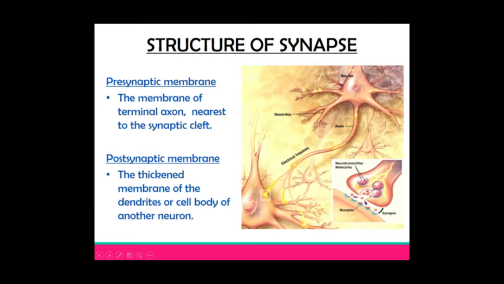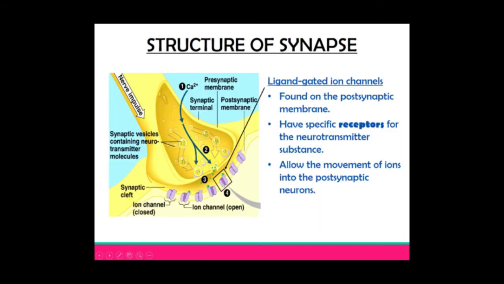The presynaptic membrane is the membrane of the terminal axon nearest to the synaptic cleft, while the postsynaptic membrane is the thickened membrane of the dendrite or cell body of another neuron. There are many ligand-gated ion channels found on the postsynaptic membrane. They have specific receptors for the neurotransmitter substance. It allows the movement of ions into the postsynaptic neuron.